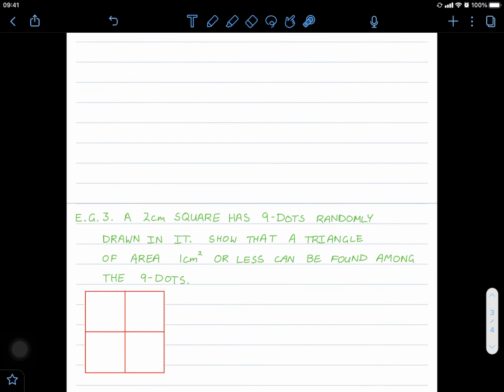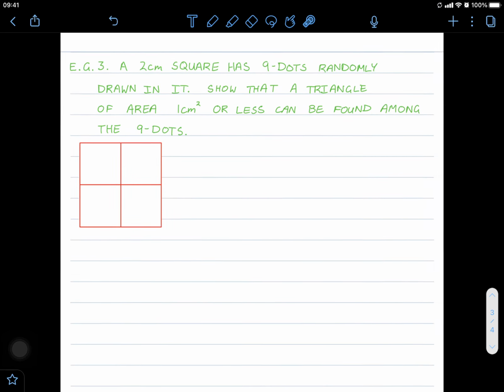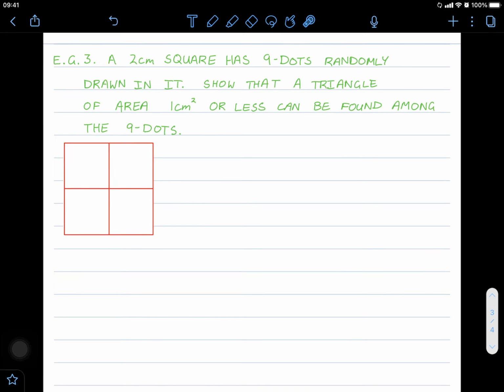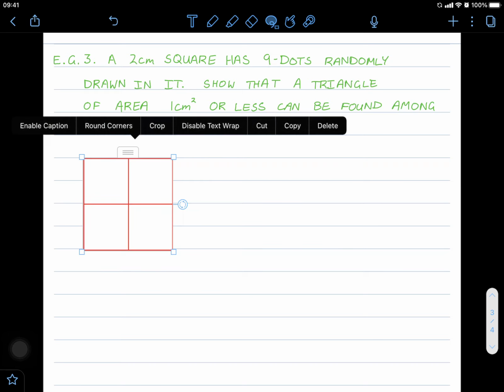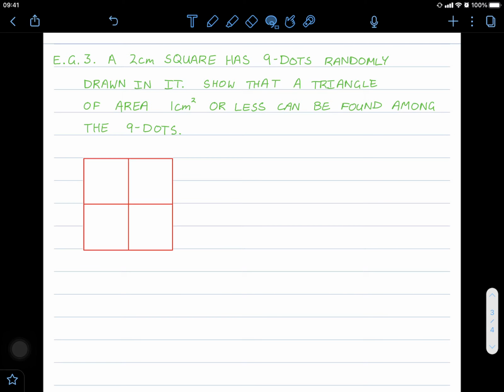Now, this last one was a rather difficult one. I hope you had enough time to try and solve this. So, here we go. A 2 centimeter square has 9 dots randomly drawn in it. Show that a triangle of area 1 centimeter square or less can be found among the 9 dots.